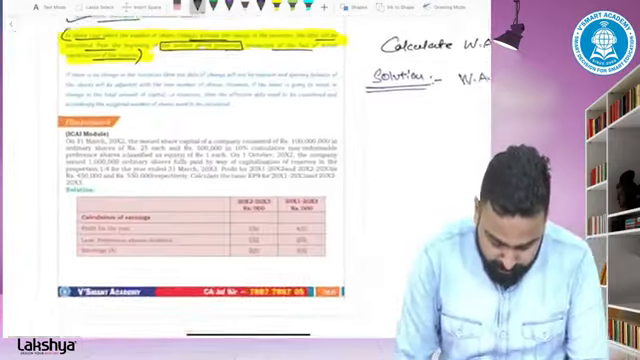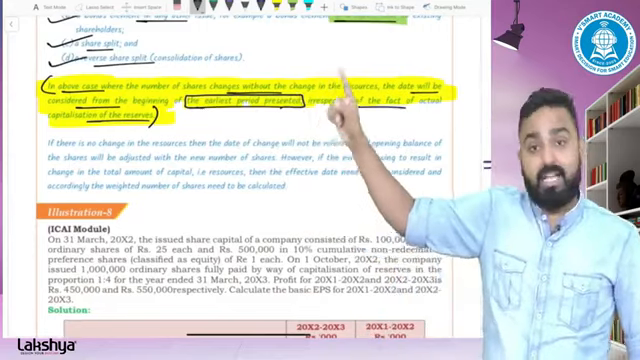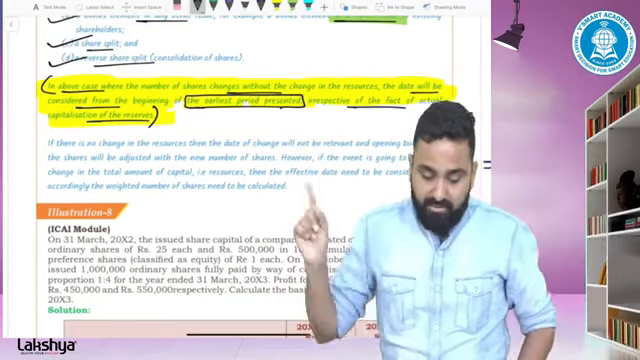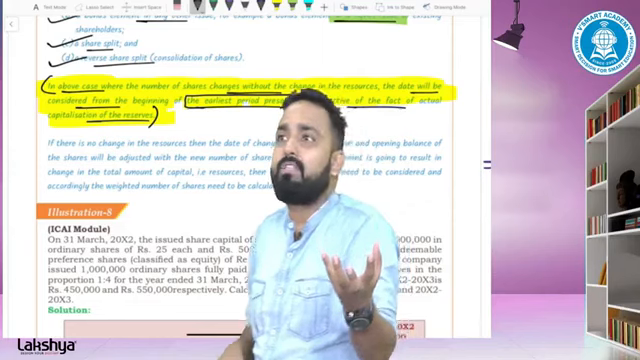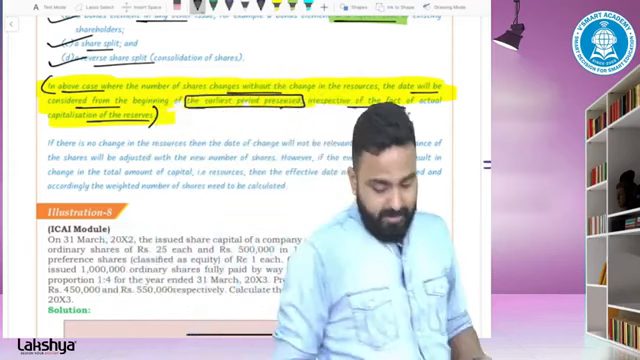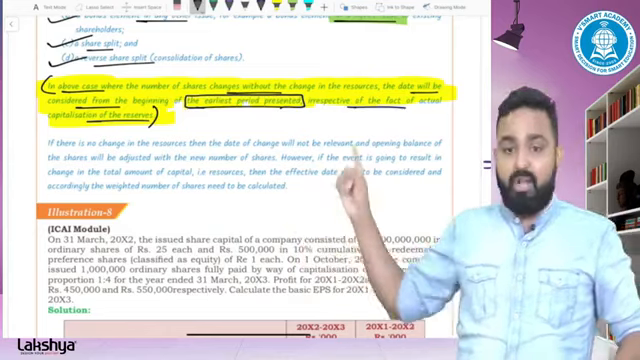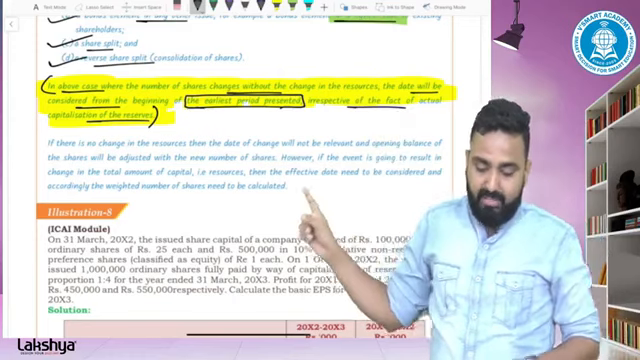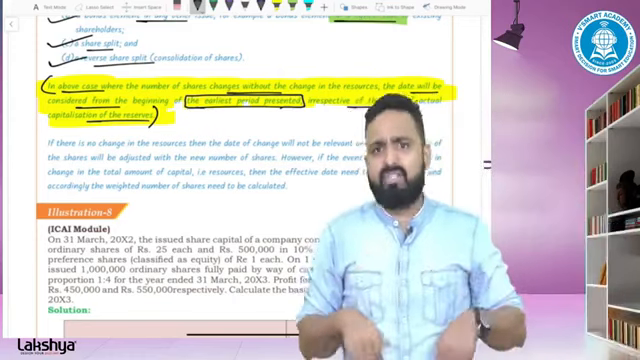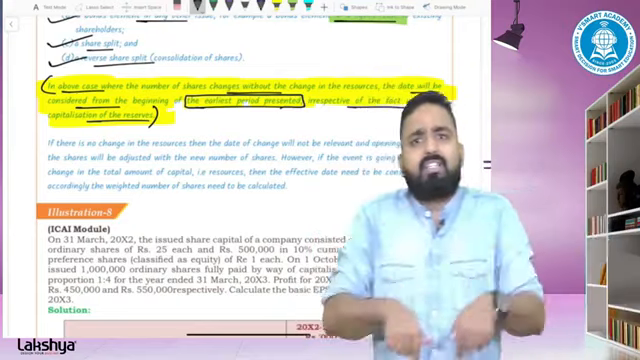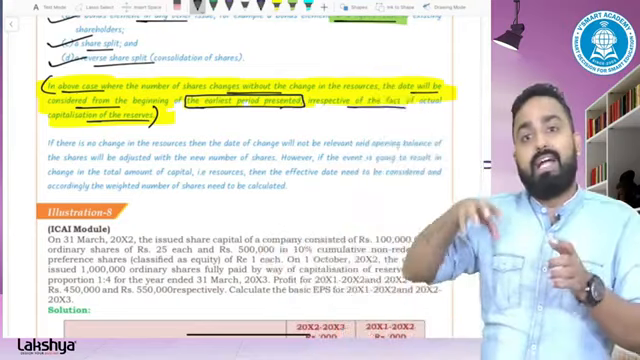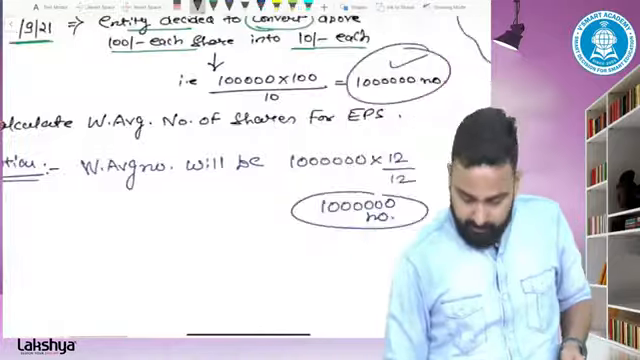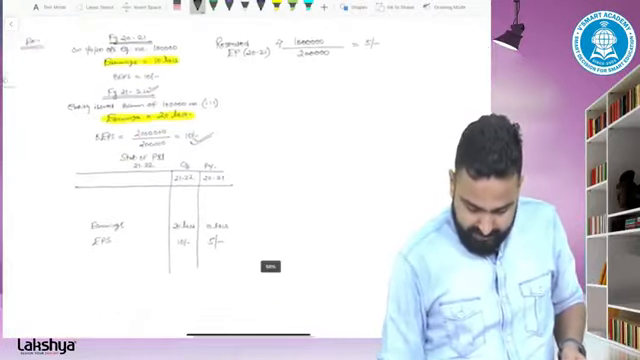So what was the relevance of this point? Read this point once again. In case where the number of shares changes without the change in resources, here resources means total equity funds, the date will be considered from the beginning of the earliest period presented. That means the beginning of the previous year, irrespective of the fact of actual capitalization of reserve. Yes, we do understand the actual bonus occurs in this year only, but you have to assume that the bonus was a part of last year also. Okay, this is the point. This is the example.